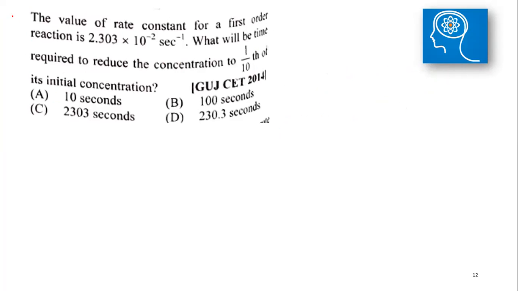Now question number 7. Question number 7 is: the value of rate constant for the first order reaction is given, see, this is the value of rate constant for the first order reaction. What will be the time required to reduce the concentration to 1/10 of the initial concentration? It is asked how much time will be required to reduce to 1/10 of the initial concentration.